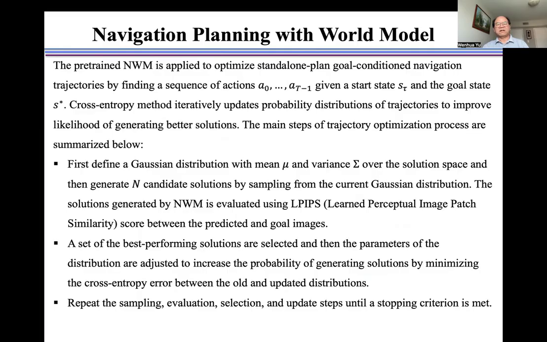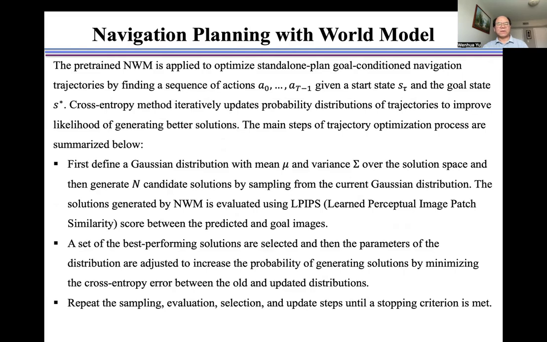Cross-entropy method iteratively updates the probability distribution of trajectories to improve likelihood of getting better solutions. The main steps of trajectory optimization process are summarized below. First, define a Gaussian distribution with mean mu and variance sigma over the solution space, and then generate N candidate solutions by sampling from the current Gaussian distribution. The solutions generated by navigation world model are evaluated using LPIPS score between the predicted and the goal images.